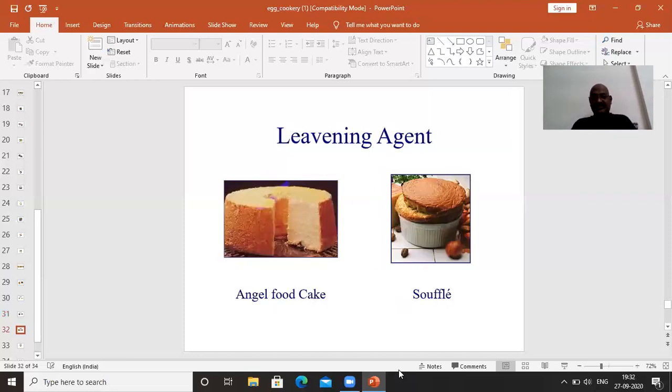Leavening agent. Leavening agents are for raising. It will puff up. In angel food cakes, when you beat the eggs, it will raise the volume. So when it raises the volume, it acts as a leavening agent. That's why eggs are also used as leavening agents. And the souffle: when you mix the souffle thoroughly and bake it, it puffs up and rises. So that's why we use eggs as leavening agents also.